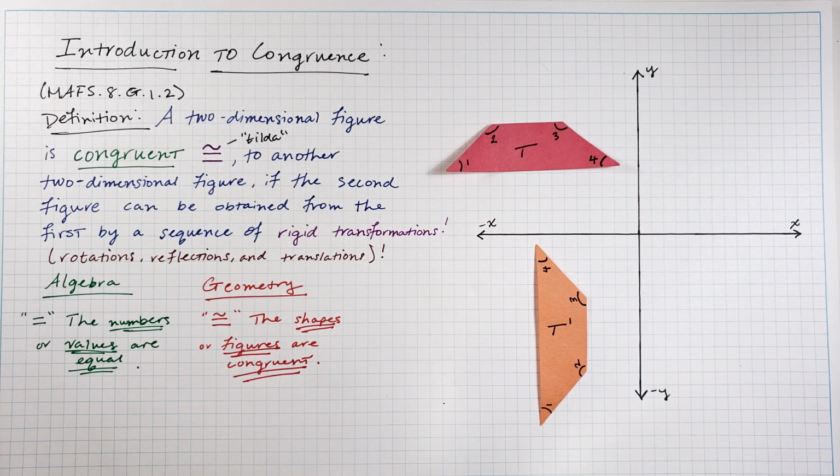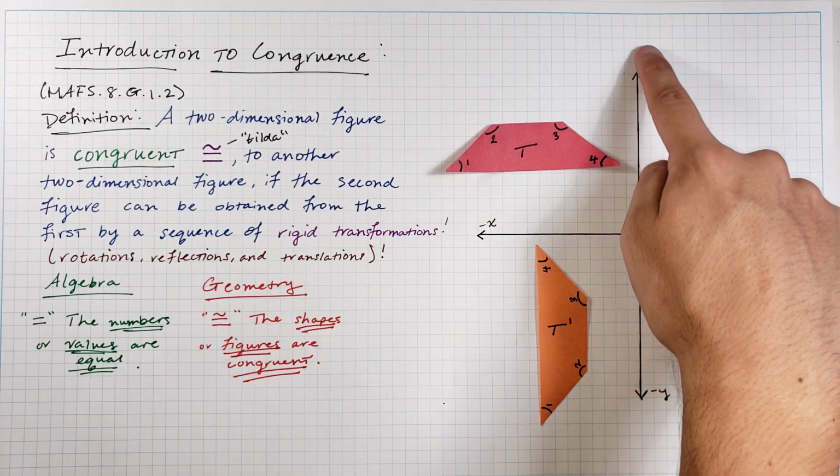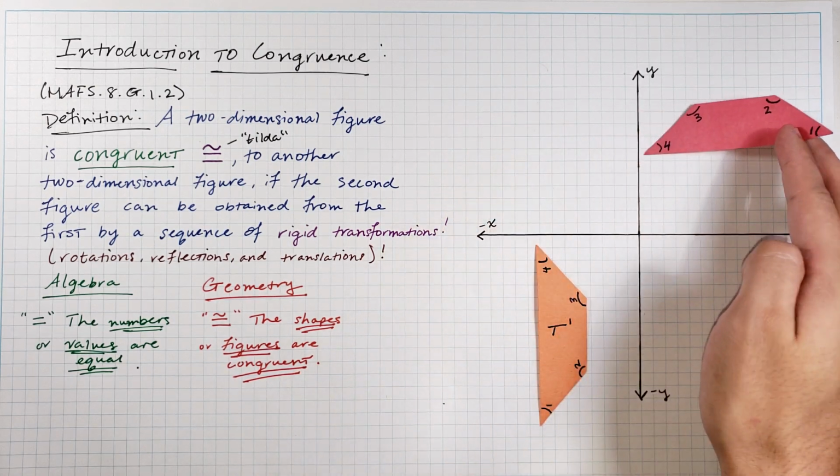So let's see, is there something we could do to T so that we get T prime? Well, let's see real quick. I think what I want to do is reflect T over the y-axis. So when I do that, I get this.